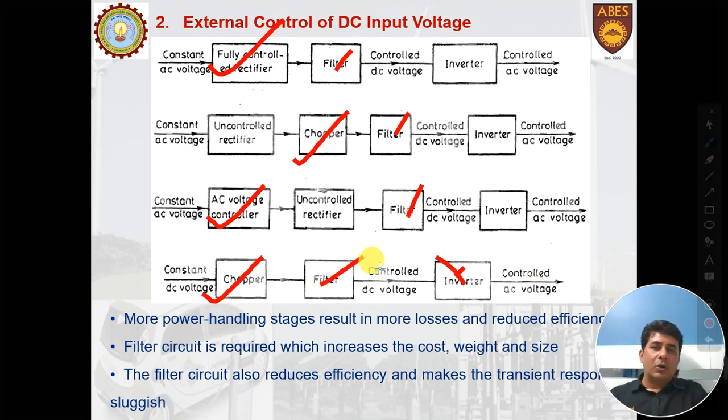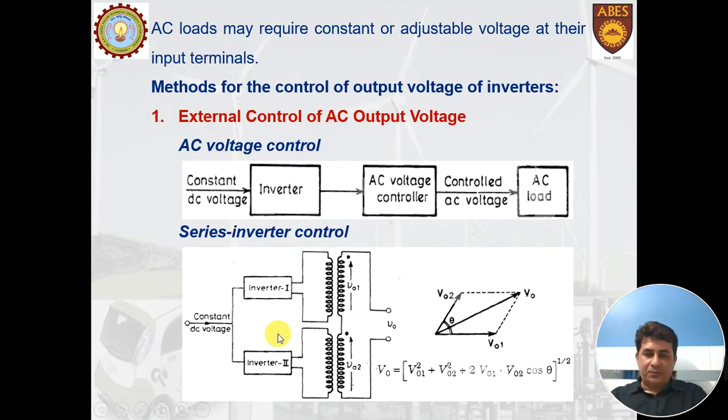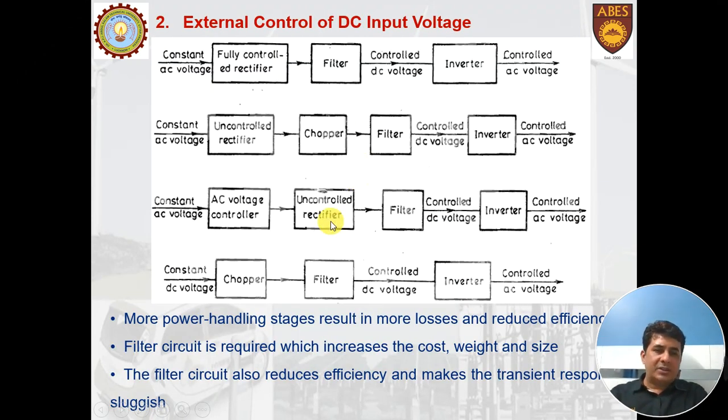This method is also not very much used, because it includes more power handling stages, which results in more losses and reduced efficiency. It increases the weight, size, cost, and complexity. The filter circuit also reduces the efficiency and makes the transient response sluggish. These are a few of the problems associated with both of these controls, which are applied to the AC output or to the DC input. So these two are the weaker methods.